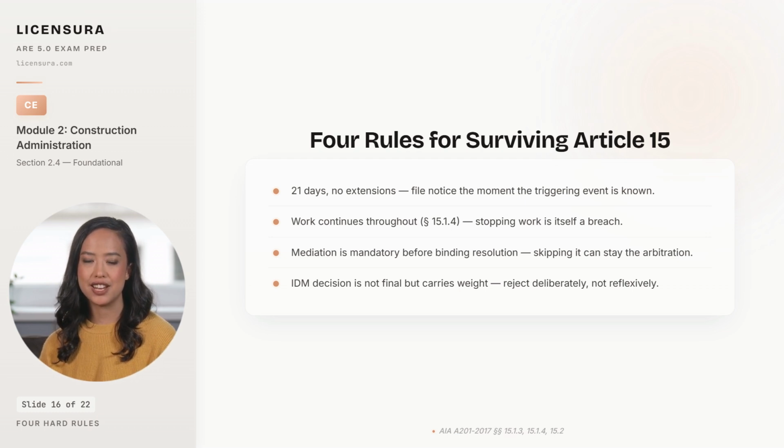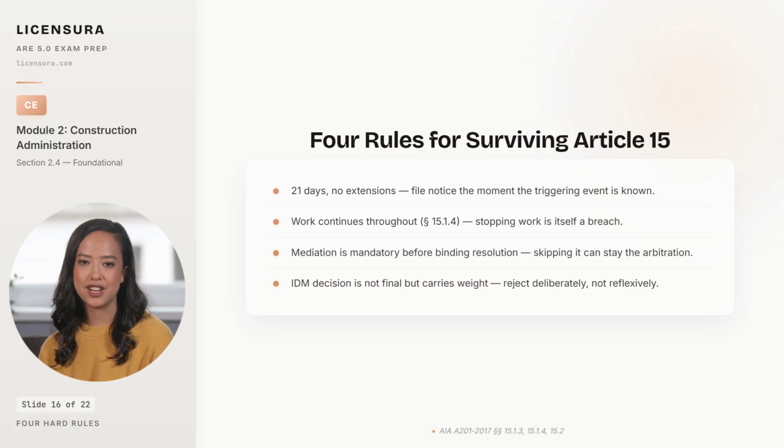Second, work continues throughout, per A201 Section 15.1.4. Neither party may stop performance because of a pending claim, and the party that pauses becomes the party in breach. This is one of the most common misconceptions on the exam. A disputed claim does not pause the work, and stopping performance is itself a lawsuit waiting to happen.